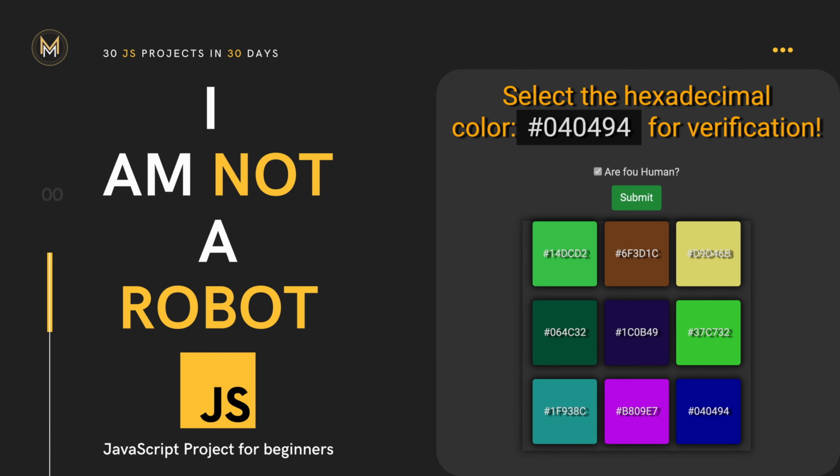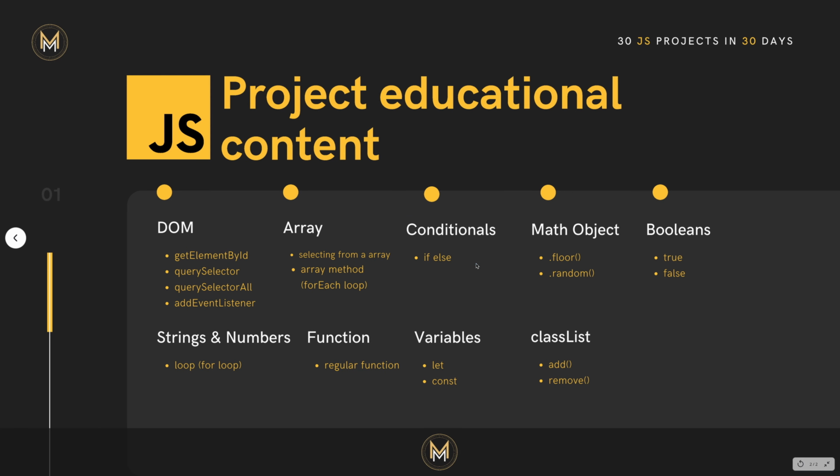So let's take a quick look at what we're going to learn in this project. We're going to learn about the DOM, how we can get things from the DOM, select elements by getting elements by ID, querySelector, querySelectorAll, adding event listeners to them. Also, we're going to learn about arrays a bit and what we can do with arrays, selecting for arrays, an array method, which is a forEach loop.